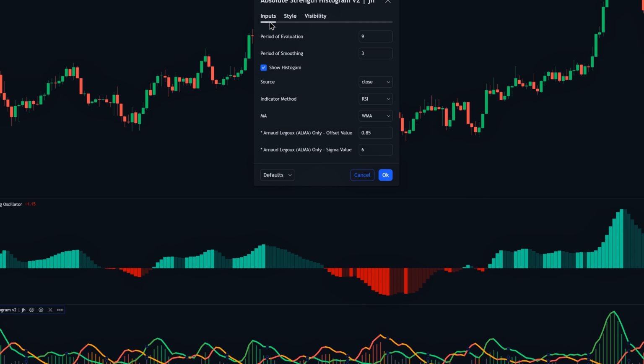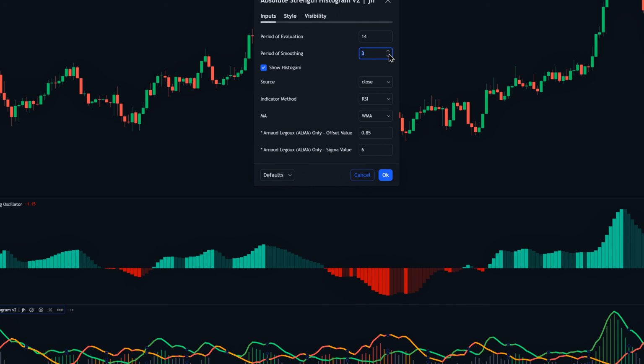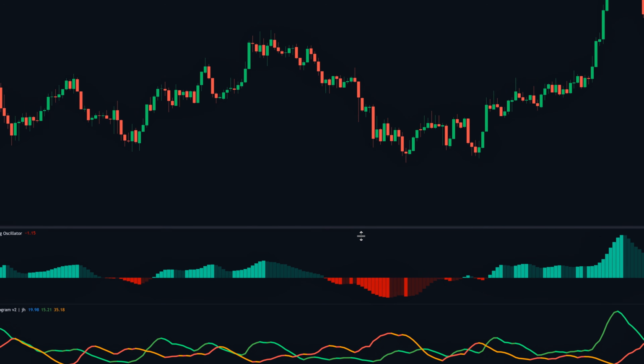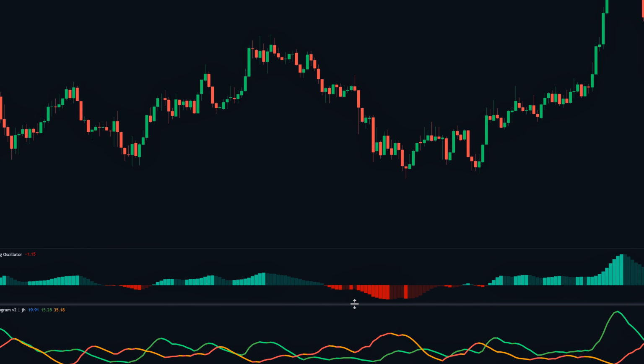On the Inputs tab, you want to change the period to 14. You want to increase the period smoothing to 5. After that, disable the histogram because we don't need it, and then click OK. Next, we will explore how we can use these two indicators we have here to take positions.